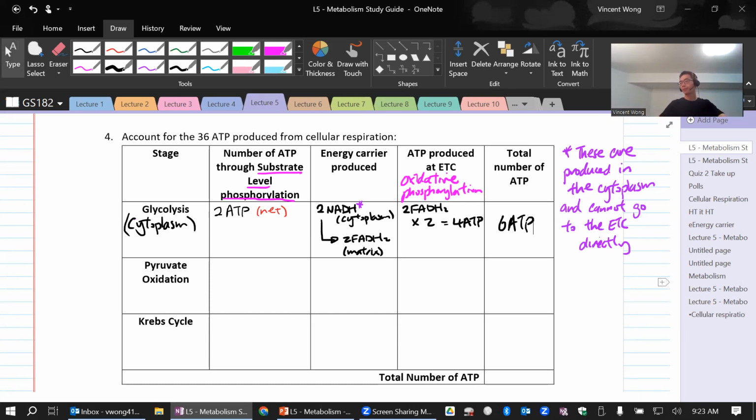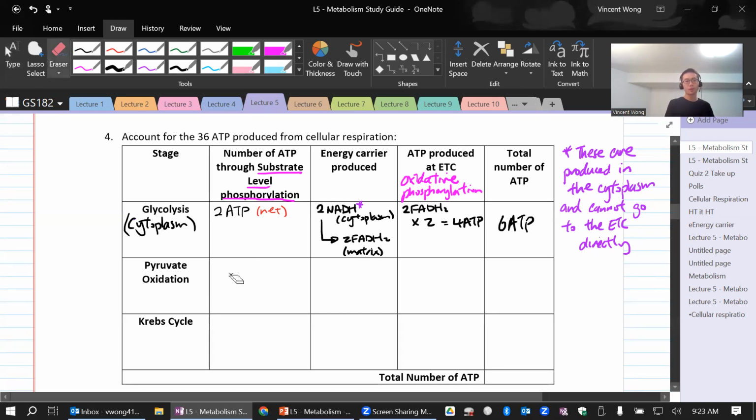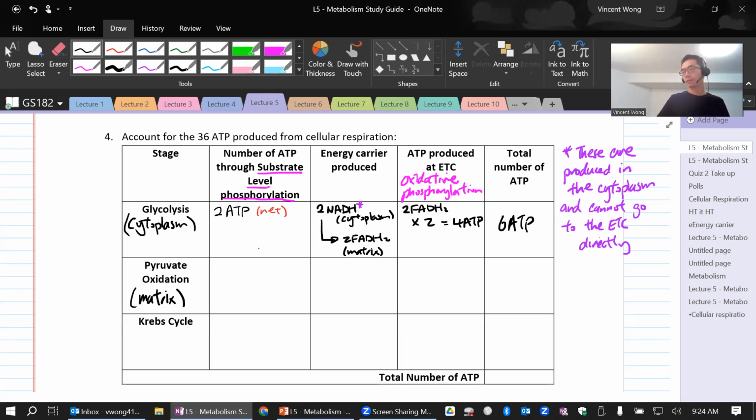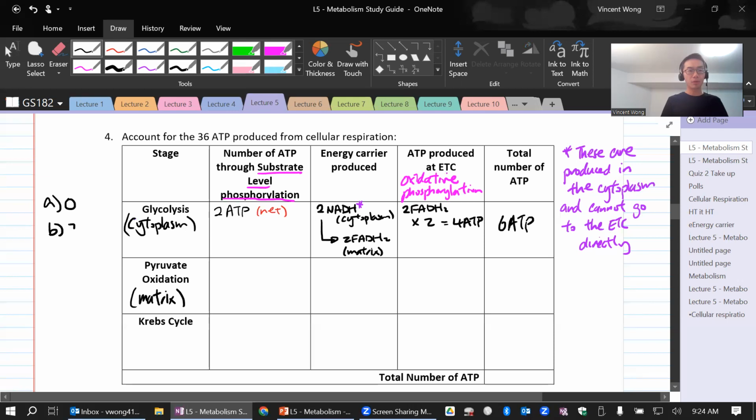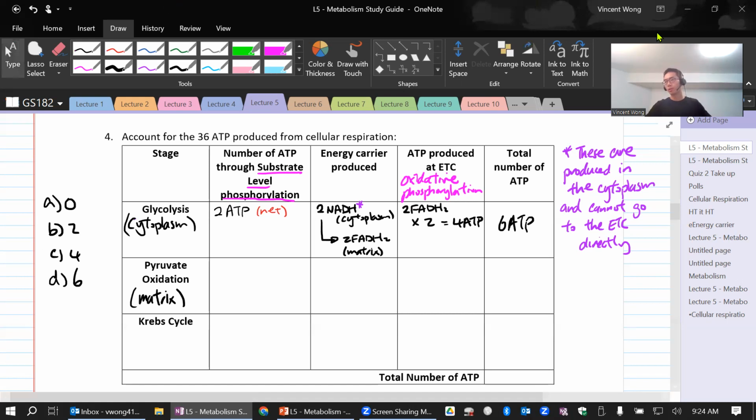All right. How many ATPs are produced through substrate level phosphorylation in pyruvate oxidation? First of all, this happens in the matrix. But how many ATP, guys? Please tell me the answer. All right, we'll do a poll. Even doing a poll is hard to get you guys to respond. Is it 0? Is it 2? Is it 4? Is it 6? What do you think?